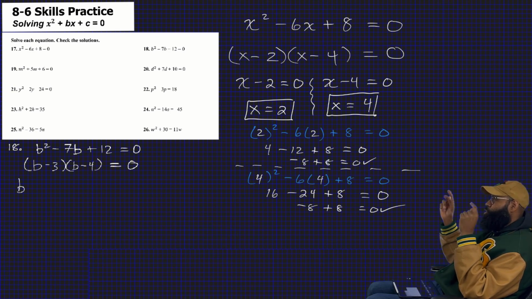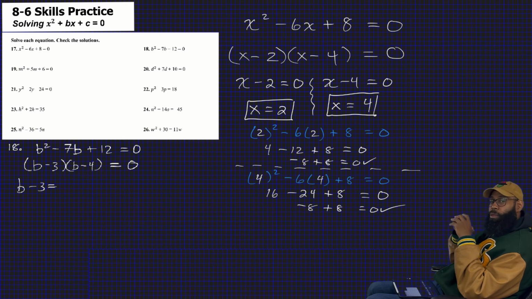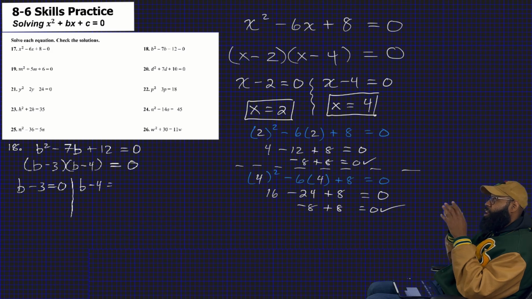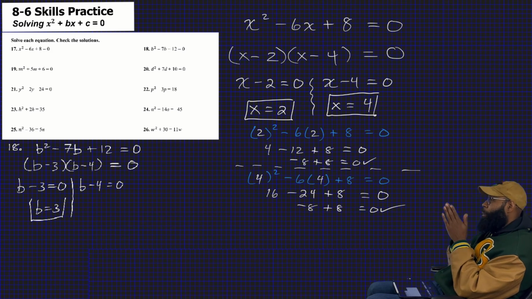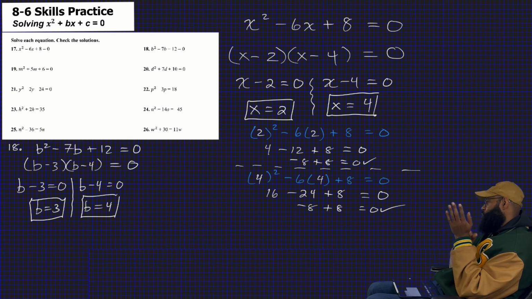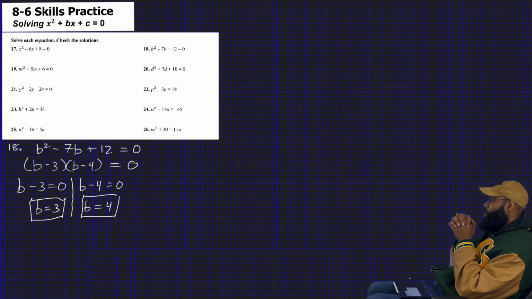And again, guys, if your numbers are good, you're going to blow by this, right? 3 times 4 is 12, and 3 plus 4 is 7, but I see it's negative 7, so be careful. b minus 3 must equal 0, or b minus 4 must equal 0. Do the inverse operation. Add 3 to both sides, got b equals 3. Add 4 to both sides, b equals 4. Let's make some room, because we're doing the same thing.